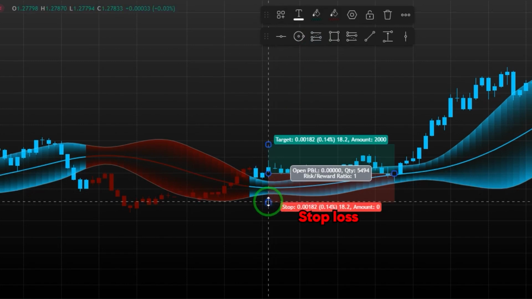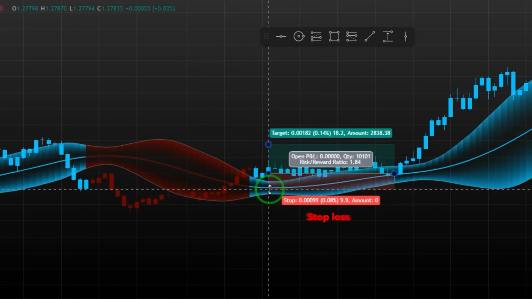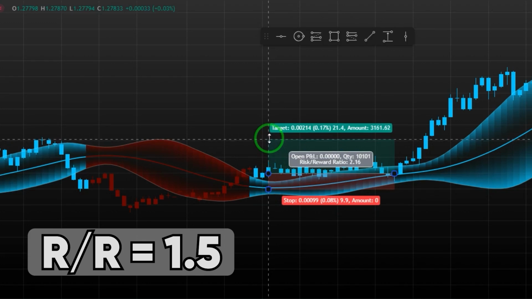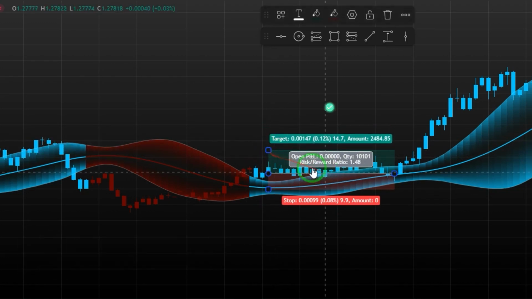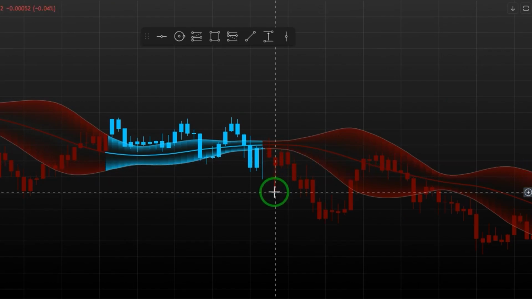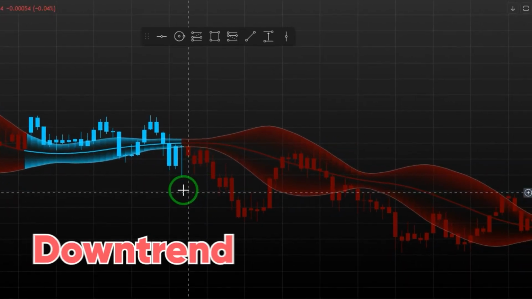Set your stop loss slightly below this line. For take profit, just consider a risk to reward ratio of 1 to 1.5 and wait for the trade to close with profit. For a sell trade, first ensure that we are in a downtrend.